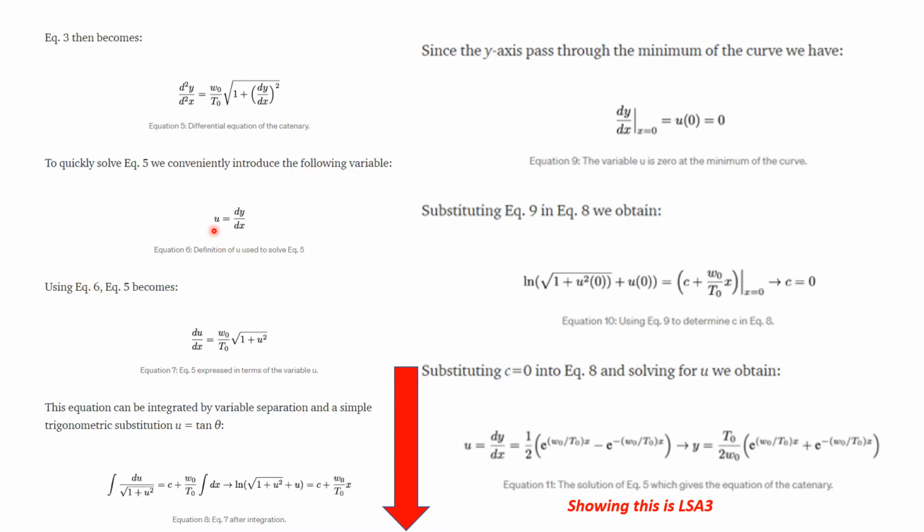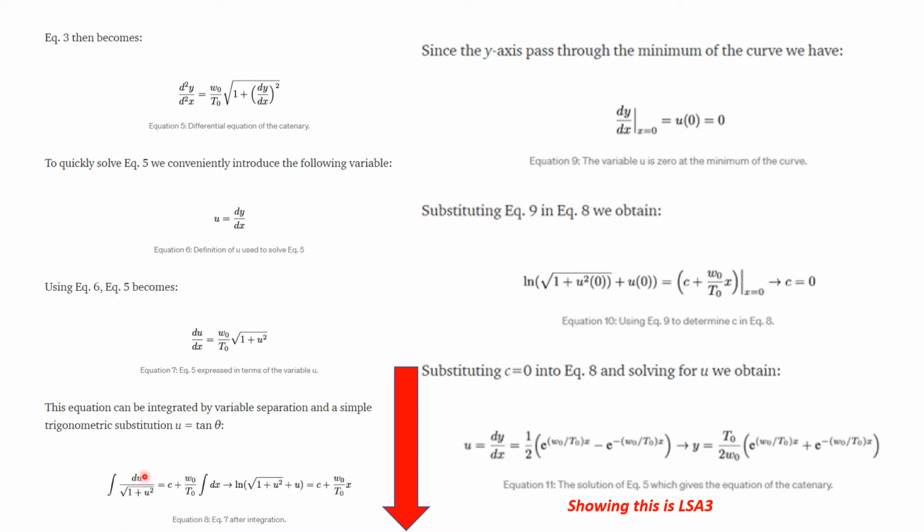But this is what we're going to try to solve, but it is convenient for us to introduce the following new variable. So we're going to say u is equal to dy dx. So that means that this is going to be du dx. There's our constant, and this is 1 plus u squared. And this equation can be integrated by separation of variables and solved.